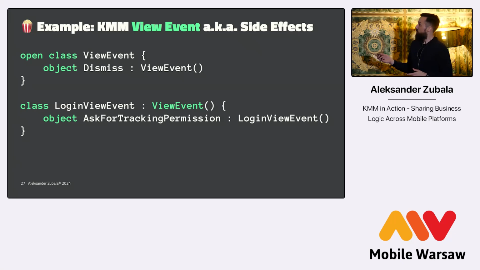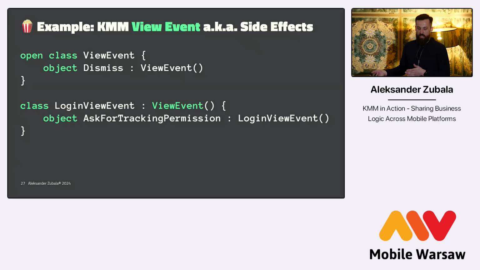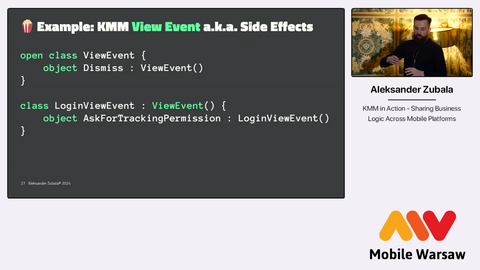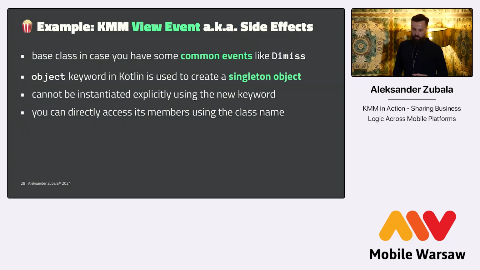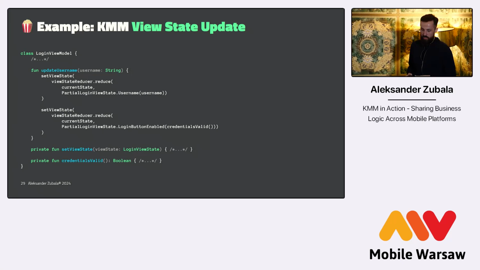And as I mentioned, we also need a view event. So this is like a side effect. For example, here we use a class, not a sealed interface, because sometimes we want to have generic events like dismiss that can be shared across different views, and then we can have subclasses where, for example, for the login view, after login we can ask for tracking permission. So there will be a side effect during this process. So that's that.